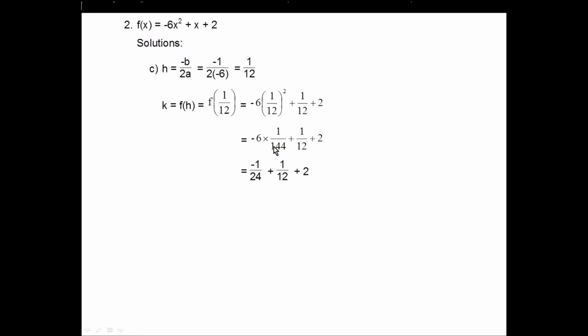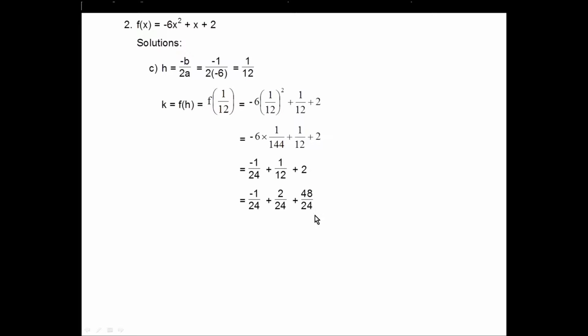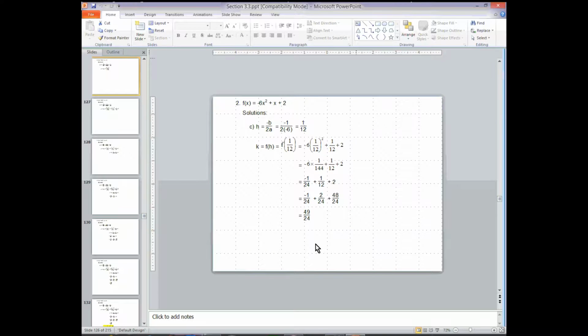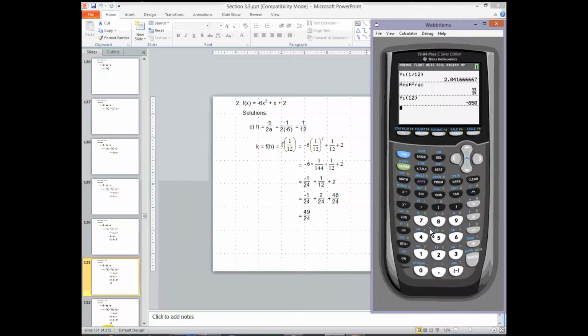All right, 6 goes into 144 24 times. Okay, my LCD is 24. So negative 1/24 plus 2/24 plus 48/24ths. Negative 1 plus 2 is 1, plus 48 is 49. 49/24ths, just like the calculator gave me. And you got to admit, what the calculator did was a whole lot easier. But there it is. Remember, we already did the graph.